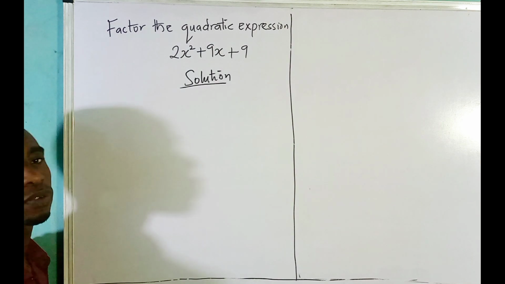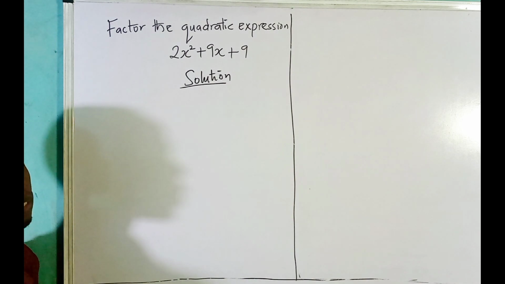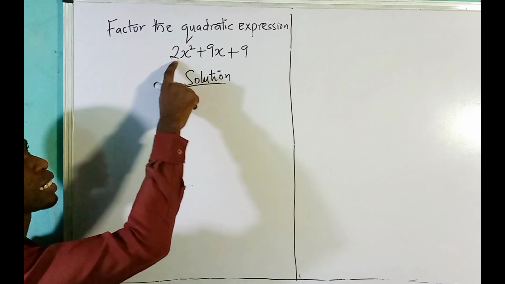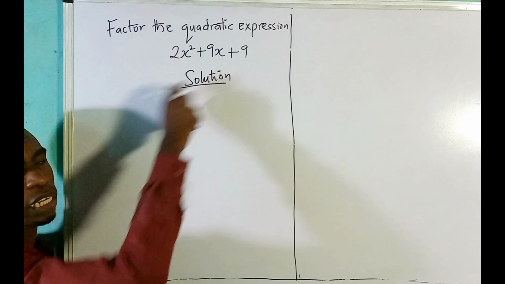Okay, there are different ways to factor an expression. Different people have different ways they solve it. But today I'm going to do it this particular way. First of all, multiply the numbers at the beginning and the end of the expression.